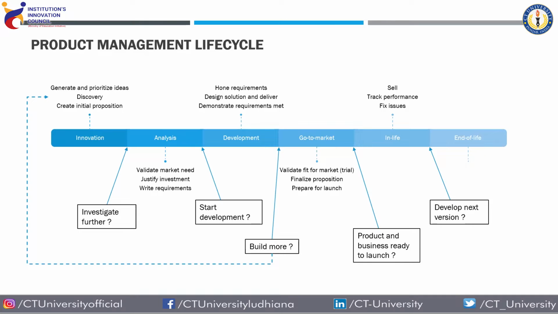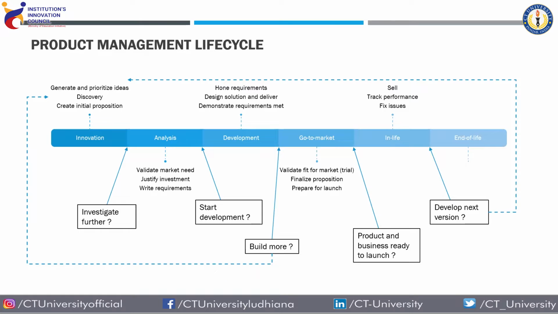And then in life, we have to develop the next version, or we have to end that product. So that is also important, like iPhone 11, iPhone. So iPhone can never end. We have to develop that version from time to time. The company has to decide whether they want to end that product or they want to give a version to that.